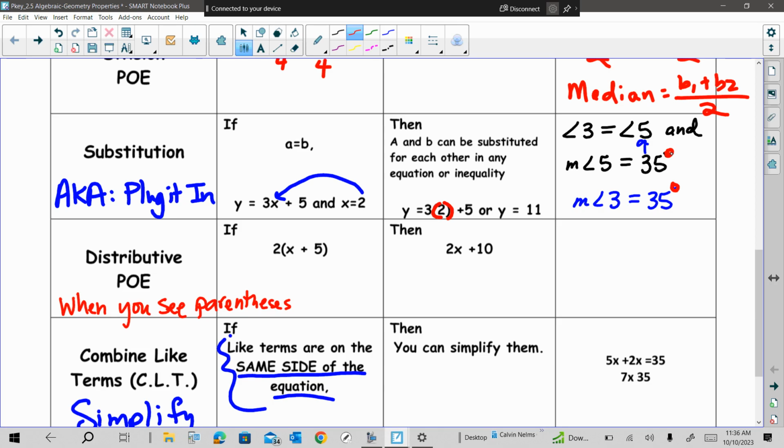And then if I see parentheses, I should know to use the distributive property. So this is saying 2 times x plus 2 times 5, which is why I get the expression 2x plus 10.